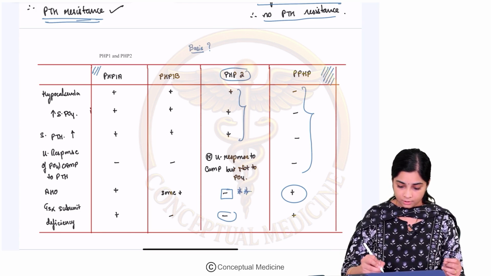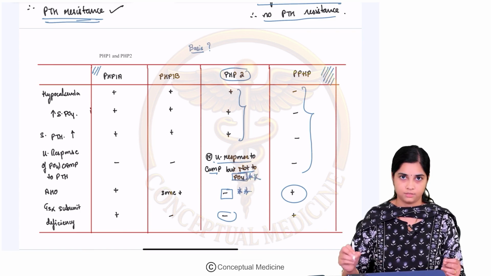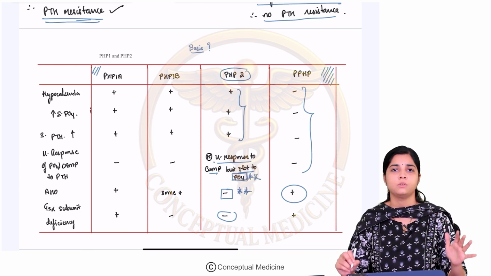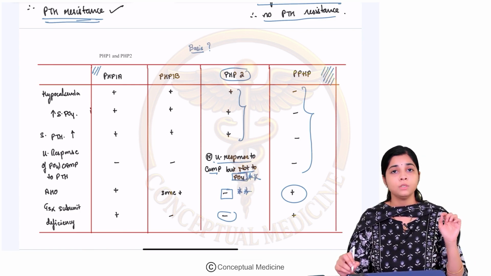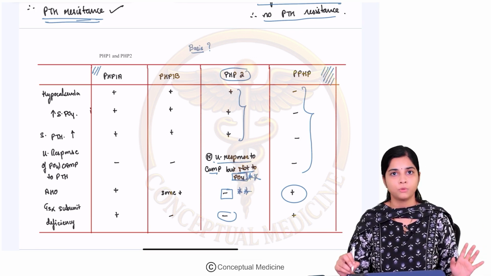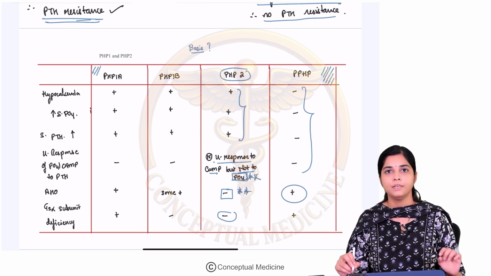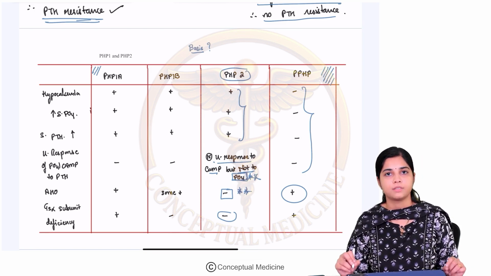Here there is urinary response to cAMP, but the urinary response to phosphate alone is not there. Urinary response to phosphate alone is not there. That is a completely different cause altogether. Okay, so it is not that you have a GS alpha subunit deficiency. If you have that, then your bones also should show AHO phenotype. It's not so here. So that is about your pseudo-hypoparathyroidism type 2.